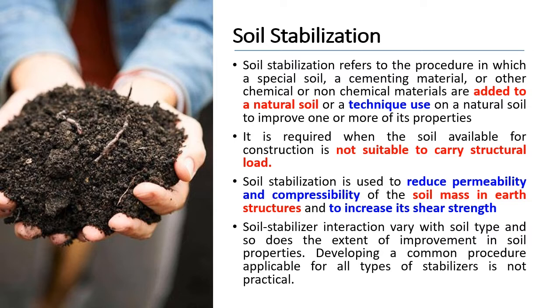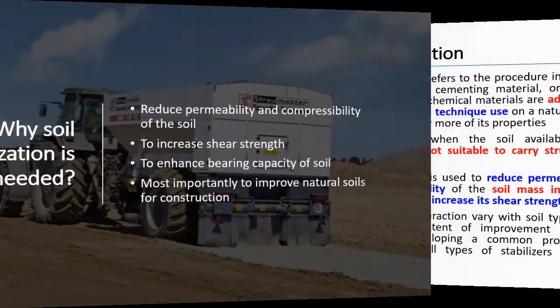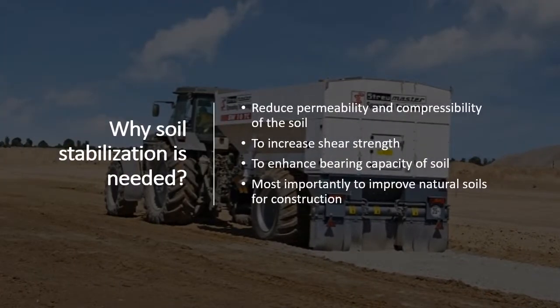Soil stabilizer interaction varies with soil types, and so does the extent of improvement in soil properties. Developing a common procedure applicable for all types of stabilizer is not practical because there are many types of soil. Soil stabilization is important because it reduces permeability and compressibility of the soil, increases shear strength, enhances bearing capacity of soil, and improves natural soil for construction.